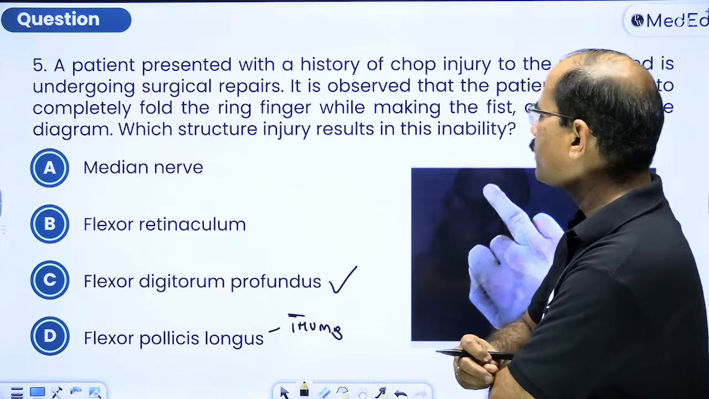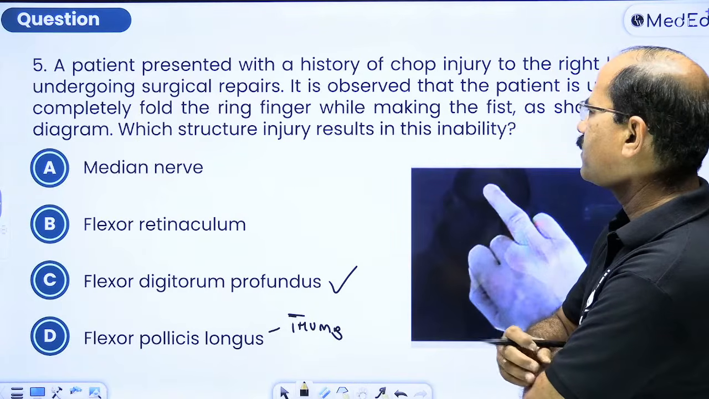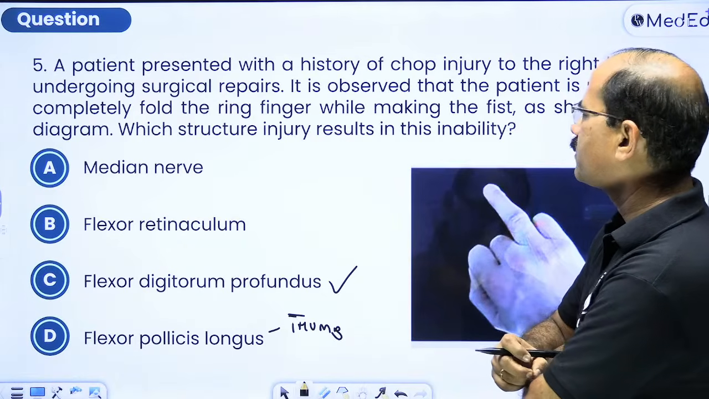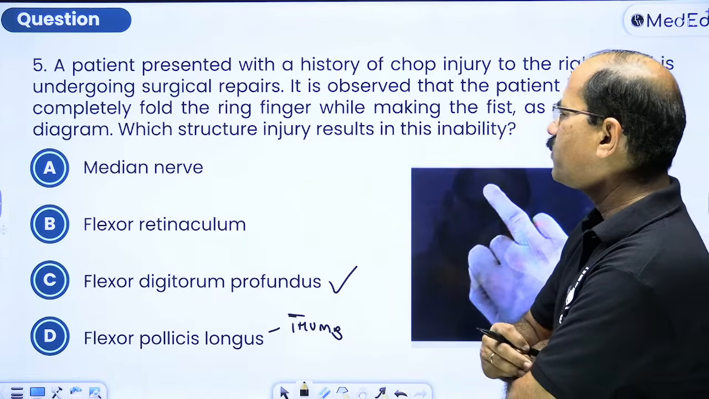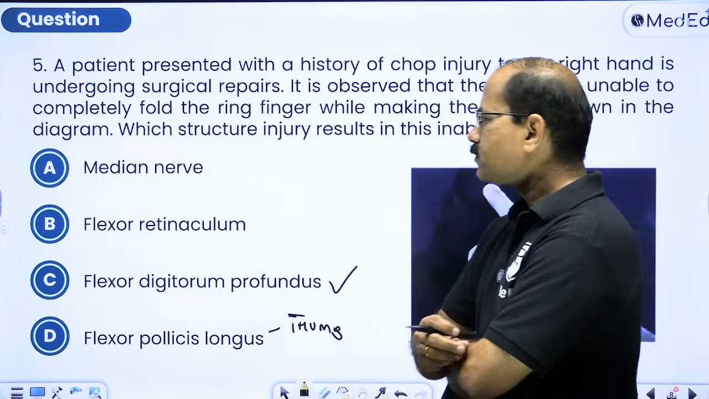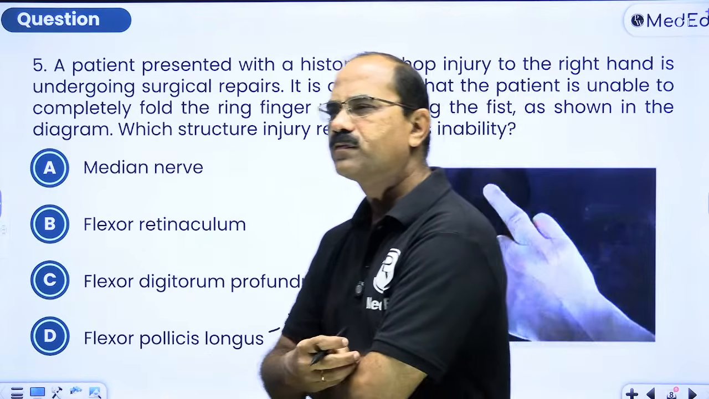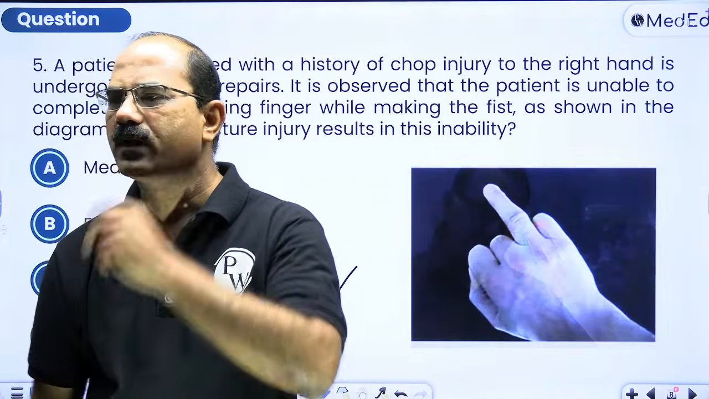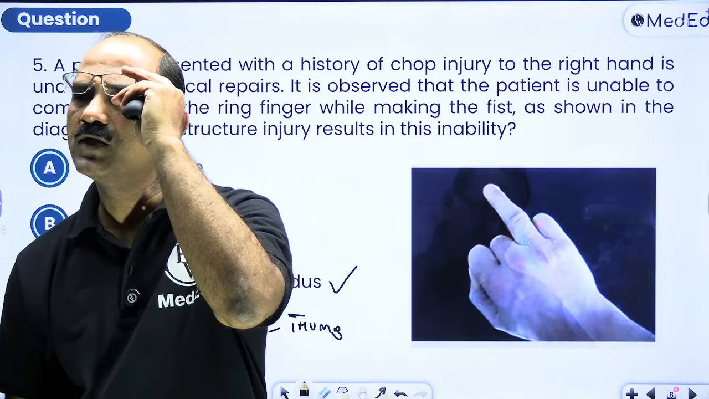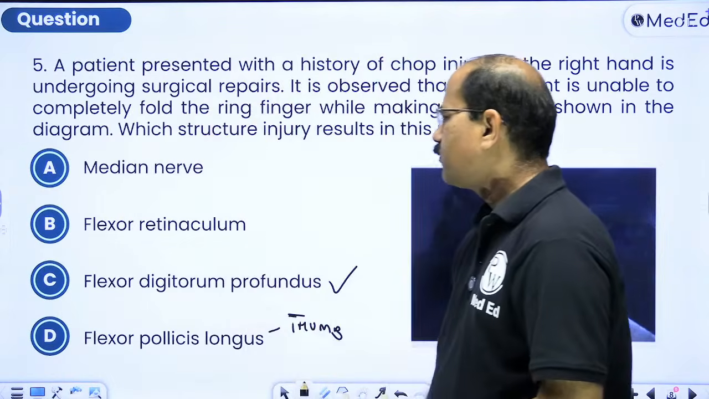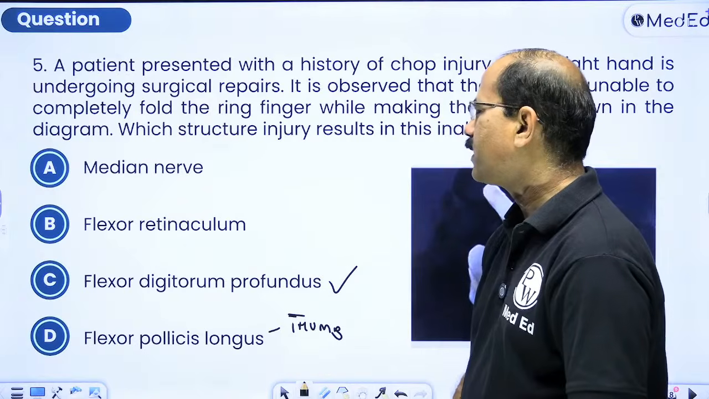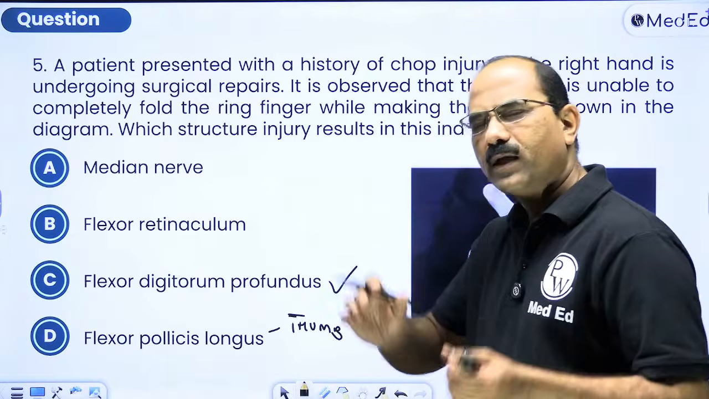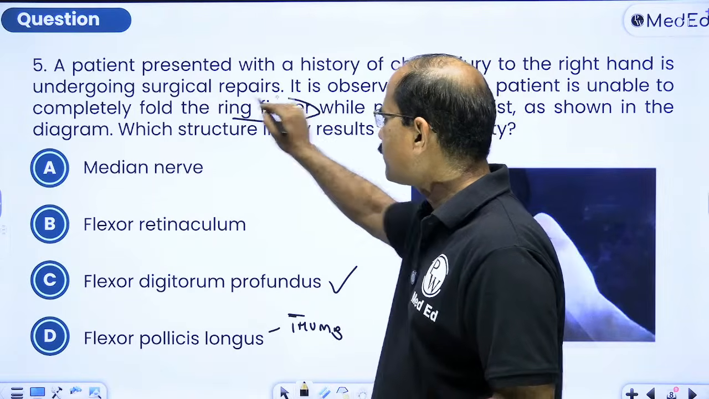What is written? Medial nerve. Completely fold the ring finger. Flexor retinaculum is not there at all, flexor retinaculum will not come. Look, what they have given is the ring finger specifically.